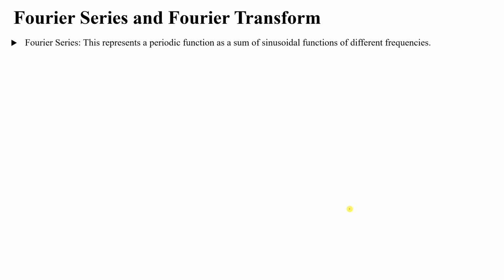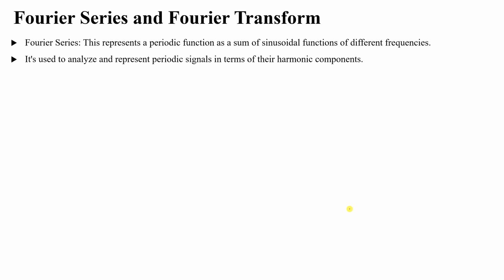Fourier series is used for what? It is used to convert any periodic signal into a DC component plus a group of sine and cosine. So Fourier series, representing a periodic function, takes a periodic function as a sum of sinusoidal functions of different frequencies plus a DC component. This is used to analyze and represent periodic signals in terms of their harmonic components.